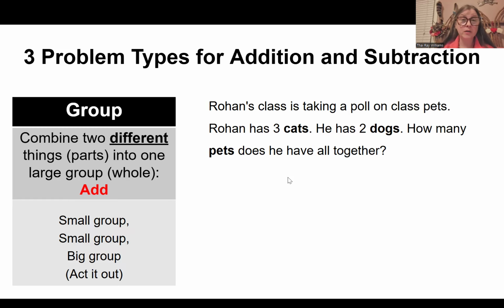All right, everybody, welcome to part two of early numeracy problem solving, where we're working on word problems. Now we're going to go over the three different types of problems for addition and subtraction a little bit more in depth, okay? First we're going to start with group word problems.